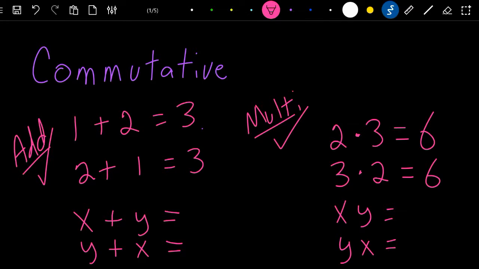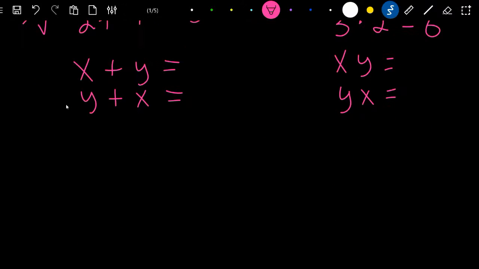So here's what they're trying to tell you with the commutative principle. You can switch things around. You can change the order. When can you change the order? In any addition problem, you can change the order. In any multiplication problem, you can change the order. Okay? Now watch this.